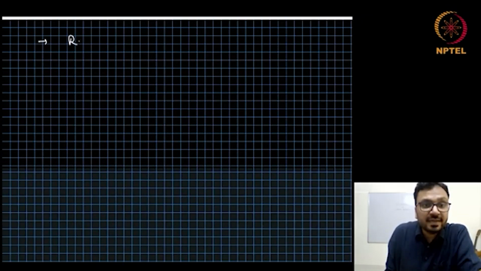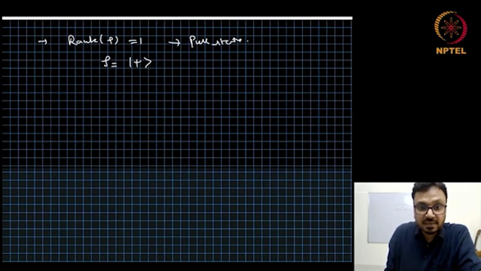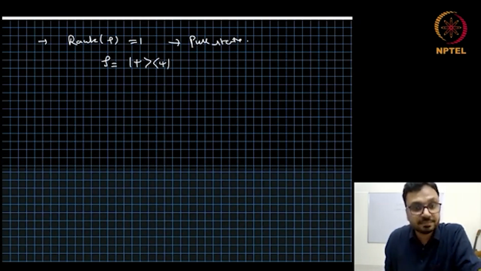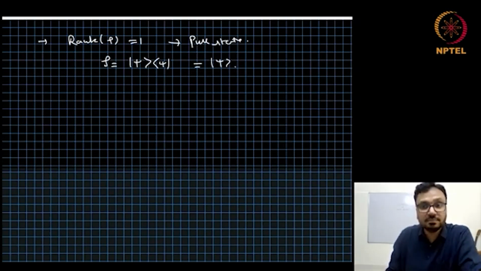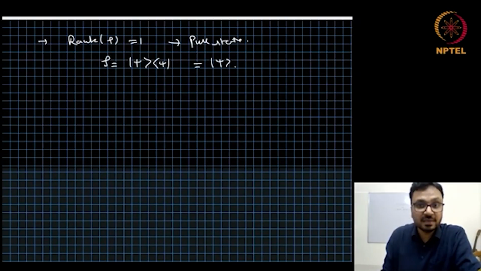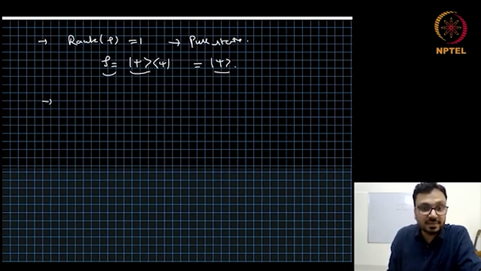Now, the rank of a matrix is the number of non-zero eigenvalues of the matrix. So if the rank of rho is 1, then it means it's a pure state. Pure state, again, let me reiterate, means it depends only on one psi. So this is equivalent to psi. Of course, not mathematically, but the information in psi is the same as the information in this rho. If the rank is not 1, then it's a mixed state.